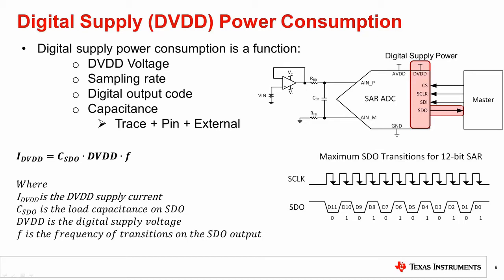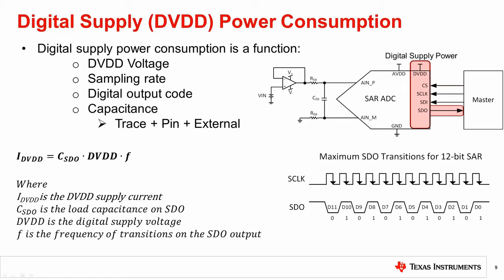Next, we will look at the digital supply power consumption. The digital supply for a SAR ADC is only used for the digital communication circuitry of the device. This means that the digital supply power consumption is related only to the SPI or I2C output. For a SAR device with SPI communication, the power is only consumed on the digital supply for the serial data output line, or SDO, and not for the chip select, serial data input, or system clock lines, since those are all powered by the master.